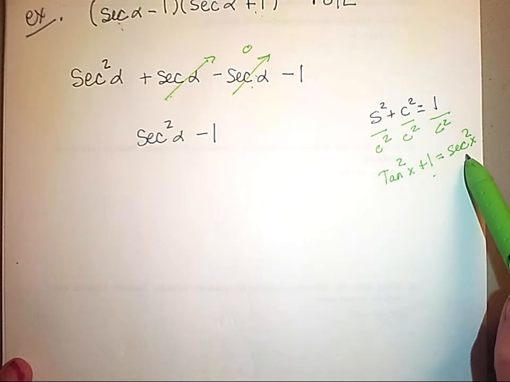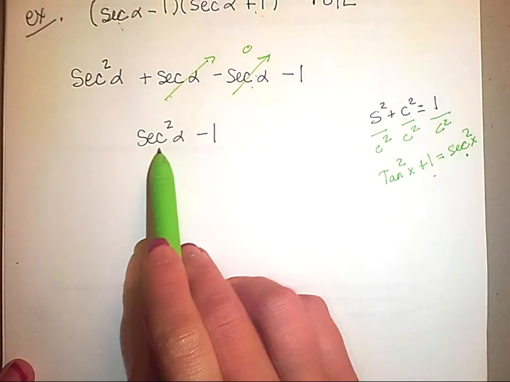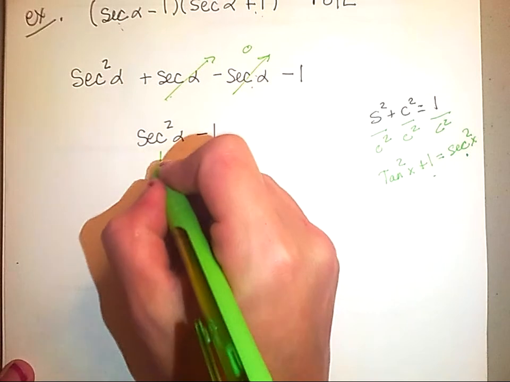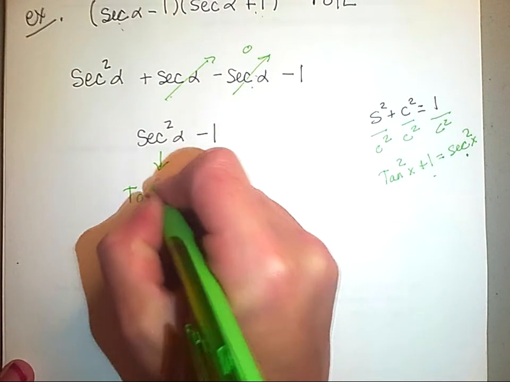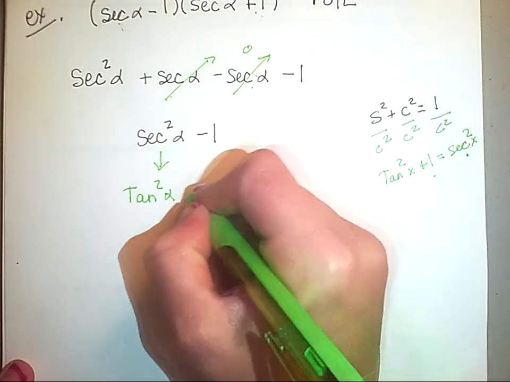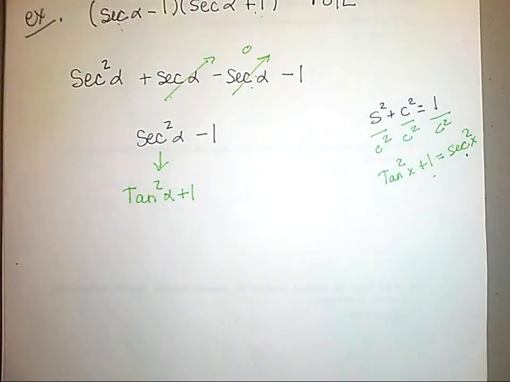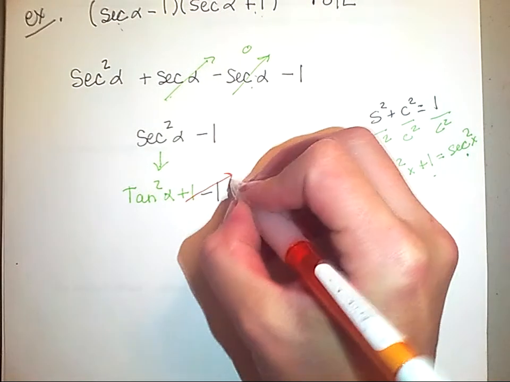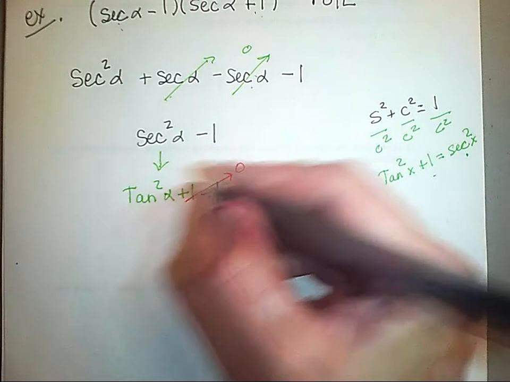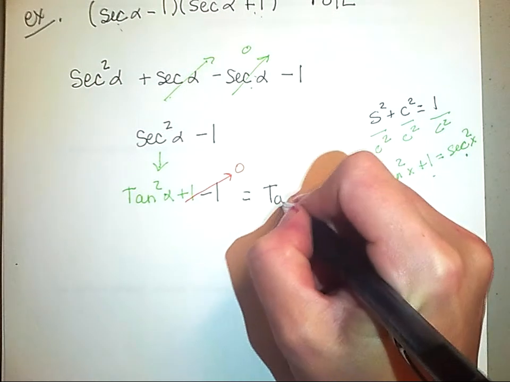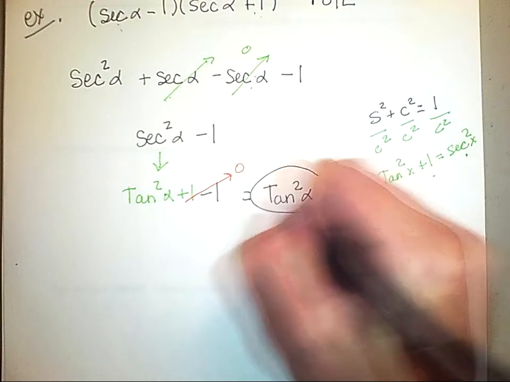Alright, so if this is secant squared, I'm going to replace it with what's over here. Secant squared is tangent squared of alpha plus 1. Okay, that is secant squared. And then from above, we're still subtracting 1. And now I can simplify this even more. 1 minus 1 goes to 0. And so we're simply left with tangent squared alpha.